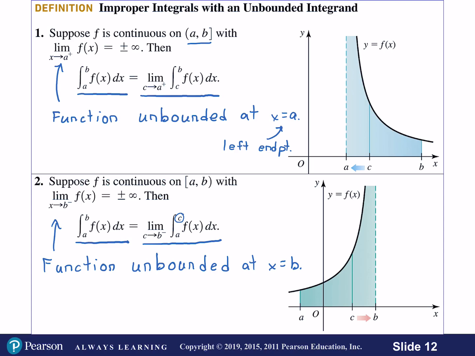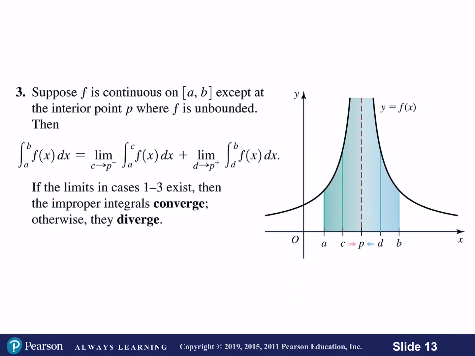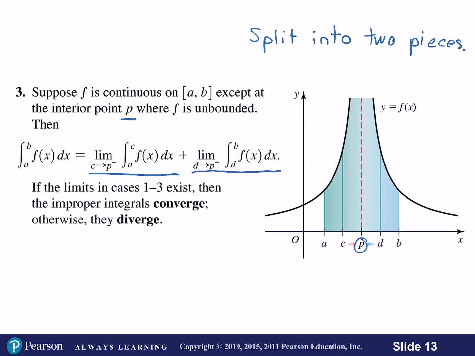All right, and so the next natural question to ask yourself is what happens whenever the function is unbounded somewhere in the middle of our integral? And similar to what we did with the last problem, we need to split this up into two pieces. So we're going to suppose that f is continuous on a to b, except at some interior point P, where f is unbounded, so that's this guy. Then the integral from a to b of f of x dx is equal to the limit as c approaches P from the left of the integral from a to c of f of x dx, plus the limit as d approaches P from the right of the integral from d to b of f of x dx. So we have split it into two pieces.